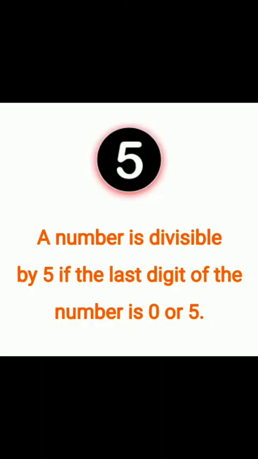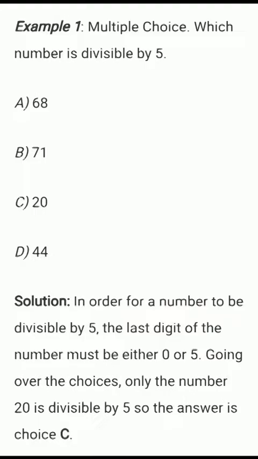Now let's talk about 5. Which numbers are divisible by 5? A number is divisible by 5 if the last digit of the number is 0 or 5. When the last digit is 0 or 5, the number is divisible by 5.